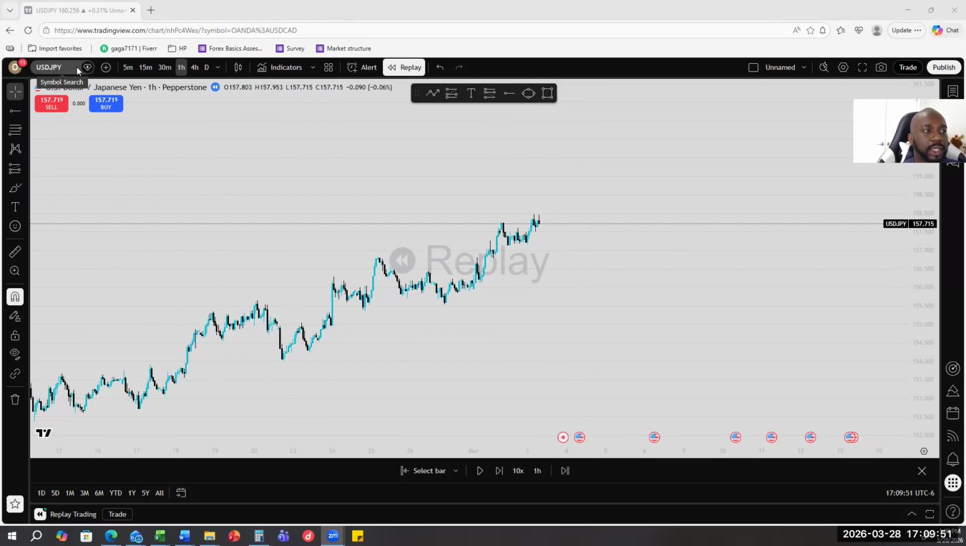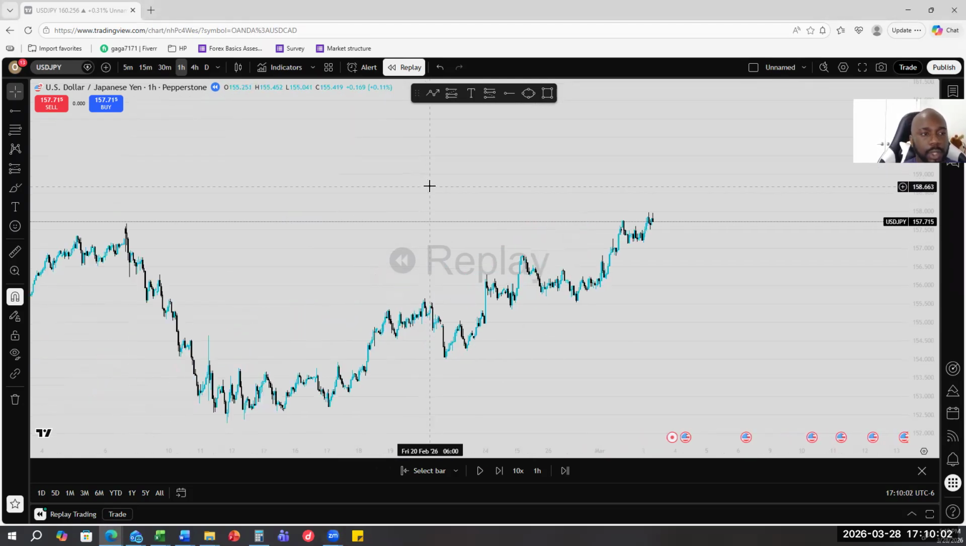So this is the dollar yen, USD JPY, which could also be called the Ninja. This is one of my favorite pairs. I usually trade this pair as well as gold. So now, what do I look out for in the market? Bear in mind we're on the 1 hour time frame.